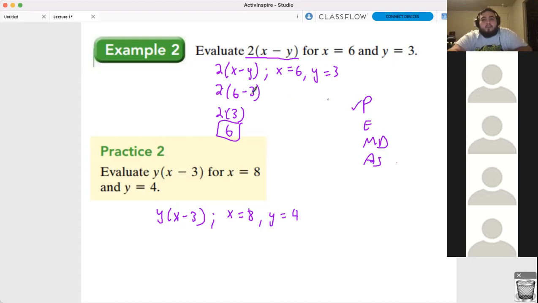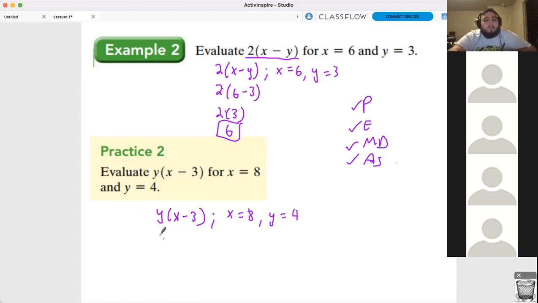We do parentheses first, which is P. 6 minus 3 is 3. There are no exponents. And then remember, parentheses is another way to multiply. So 2 times 3 is 6, and we're done. So the answer was 6. Now we apply the same process to practice problem 2.